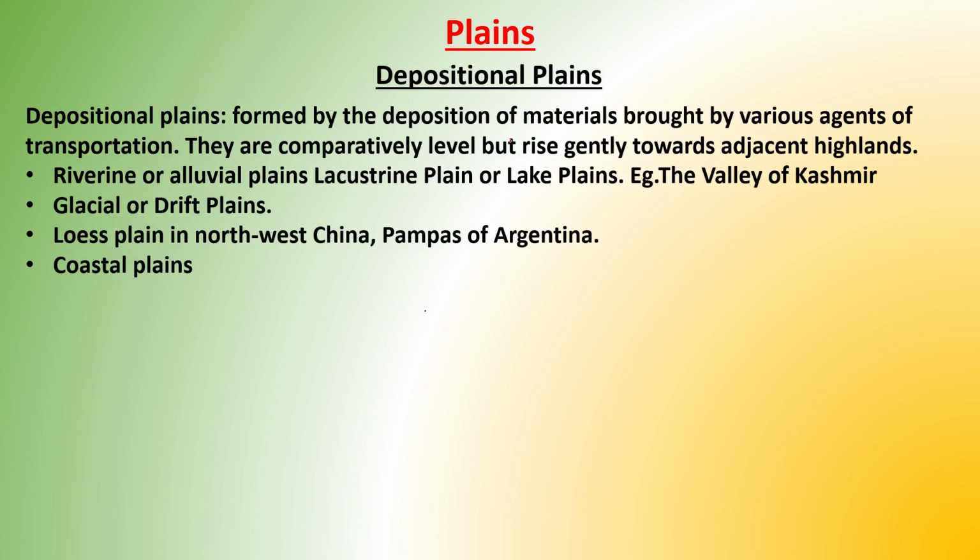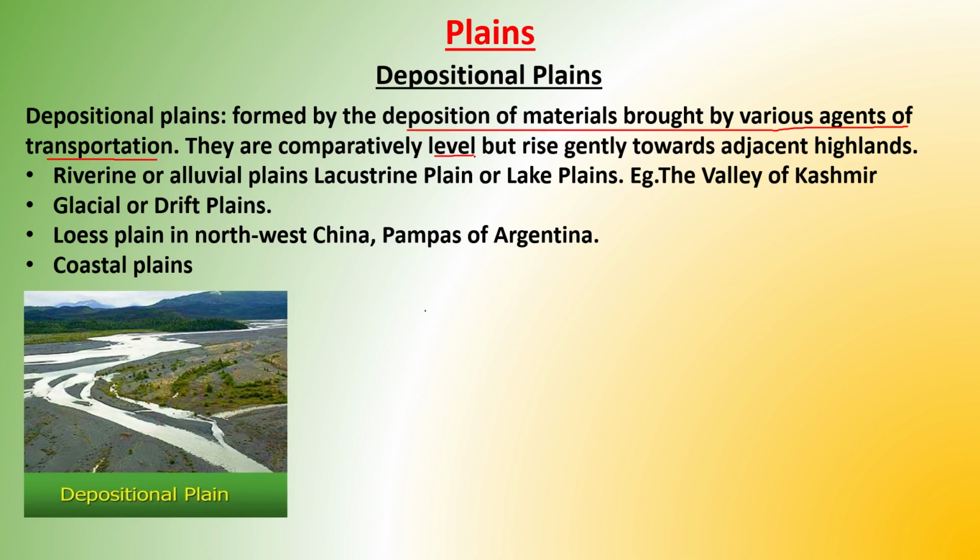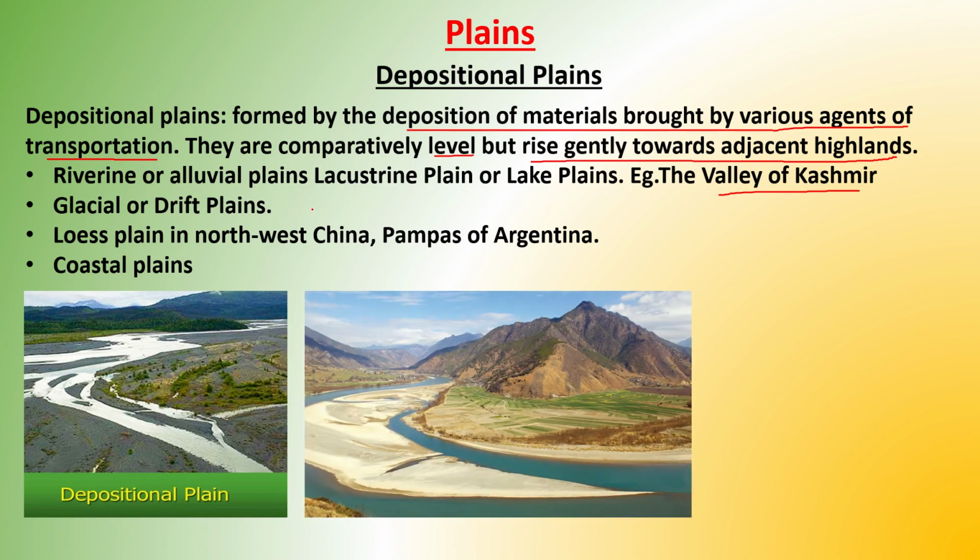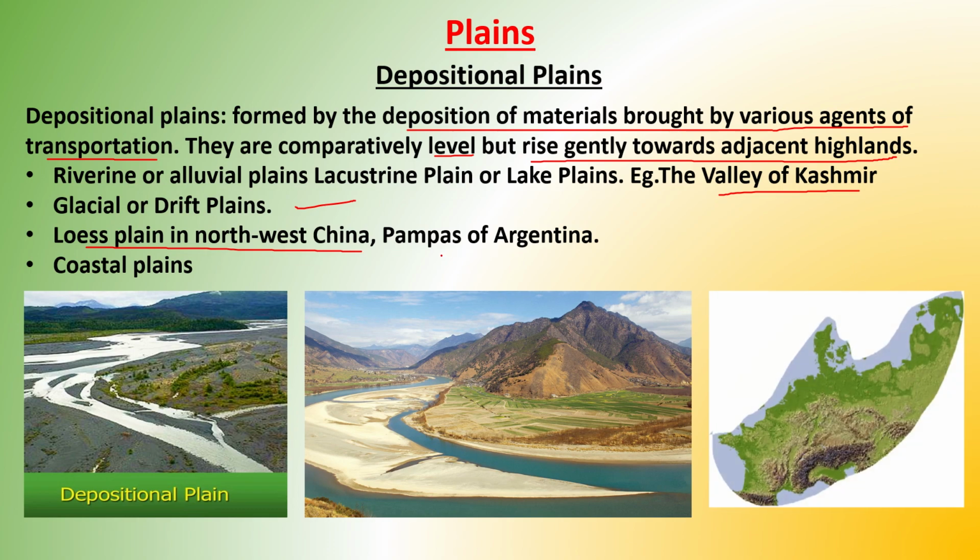Depositional plains are formed by the deposition of materials brought by various agents of transportation. That is, after erosion, transportation takes place. They are comparatively level but rise gently towards the adjacent highlands. Riverine or alluvial plain, Lacustrine plain or lake plains. Example, Valley of Kashmir, glacial or drift plains, loess plains in northwest China, pampas in Argentina, coastal plains.